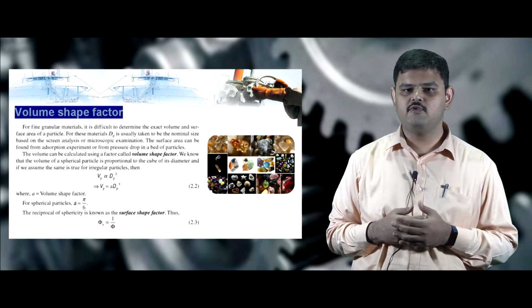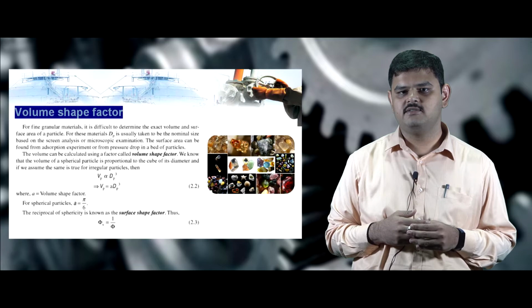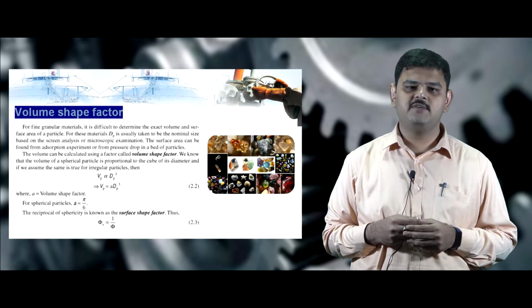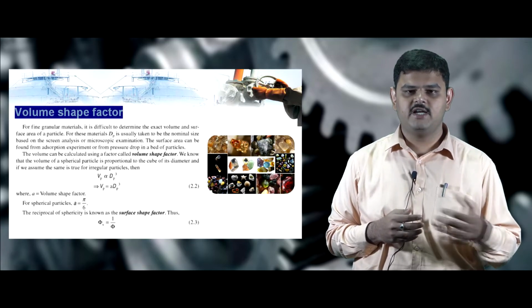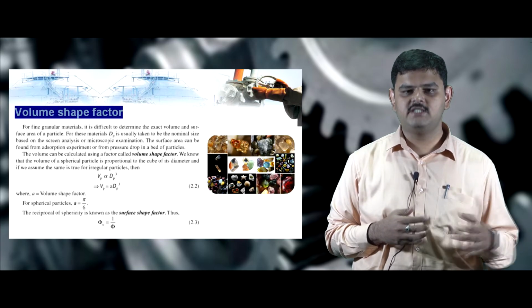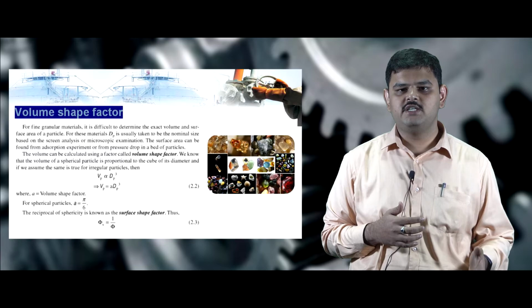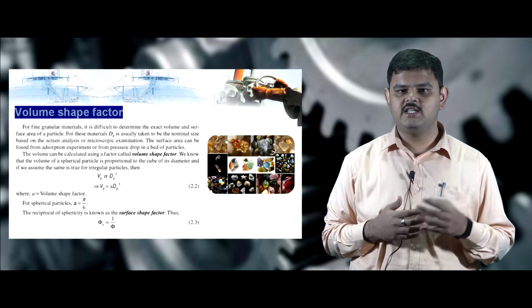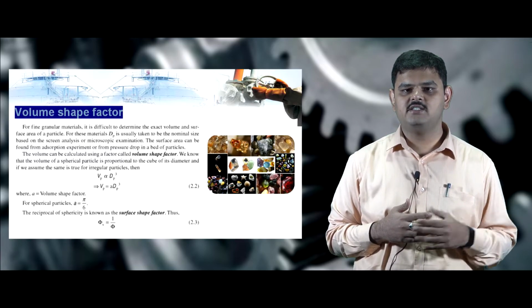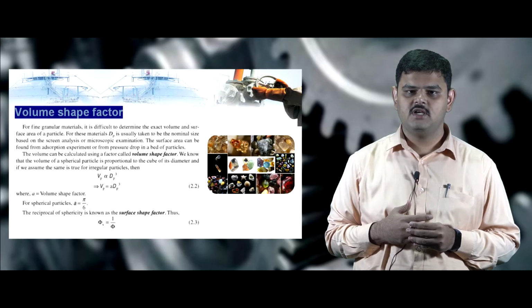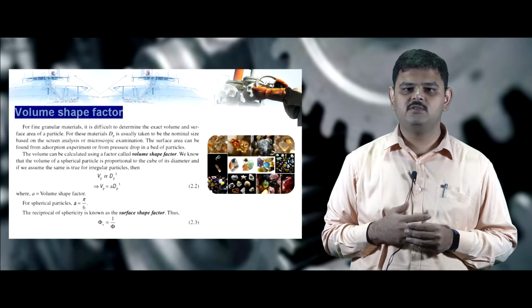If we consider the volume formula of the sphere, V is equal to 5 by 6 dp cube. In this we are deriving the relation V is directly proportional to dp cube. So V is equal to A dp cube for other irregular solids, where A is the volume shape factor. For sphere, A is equal to 5/6.